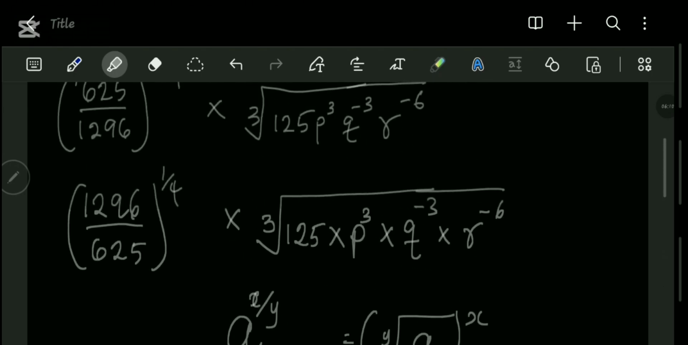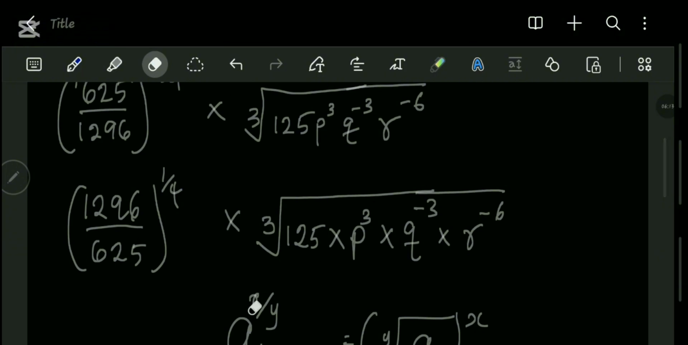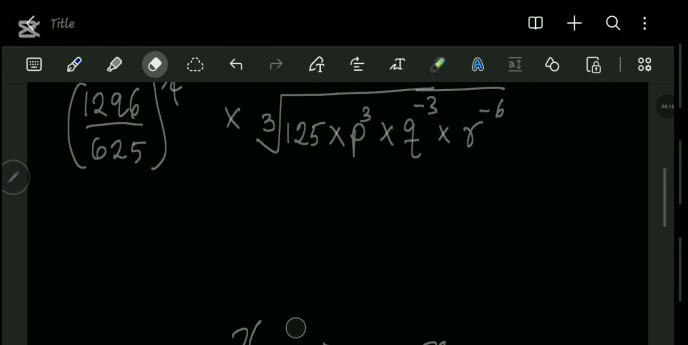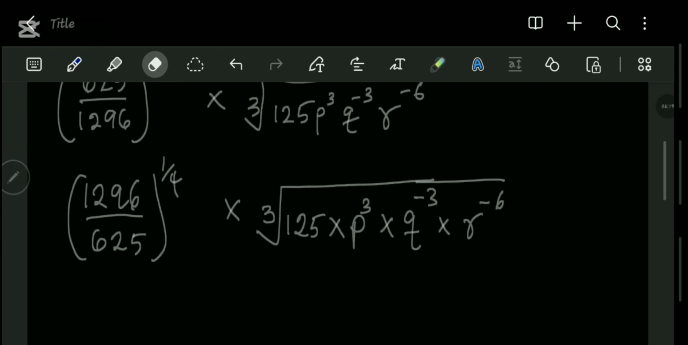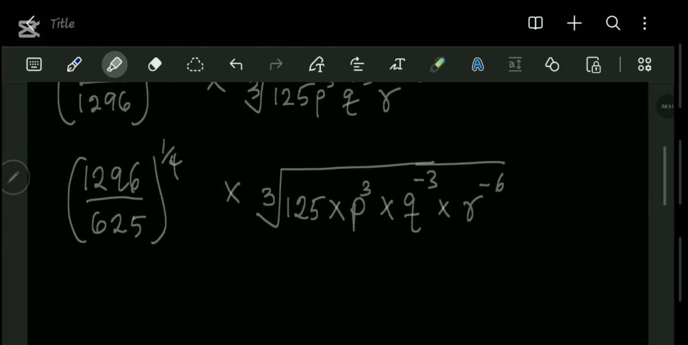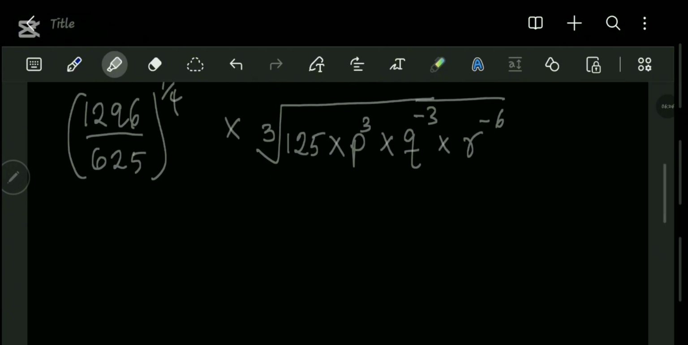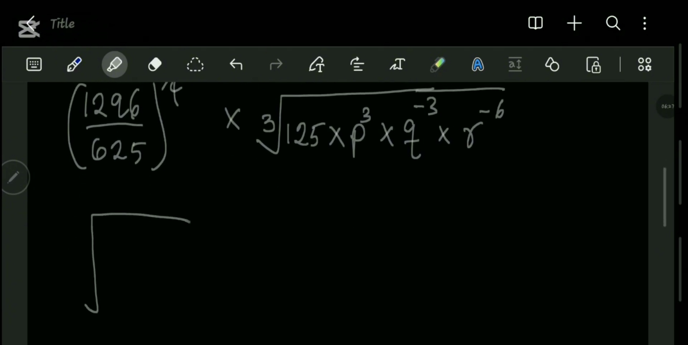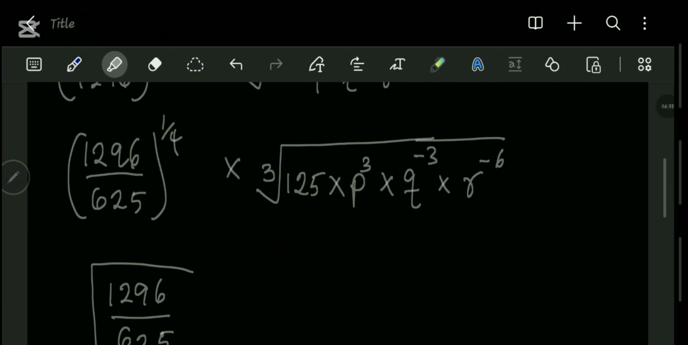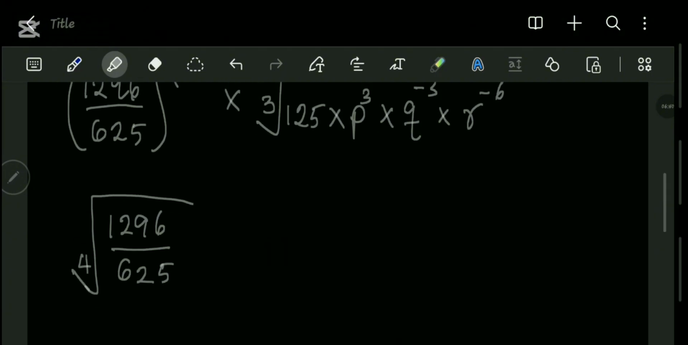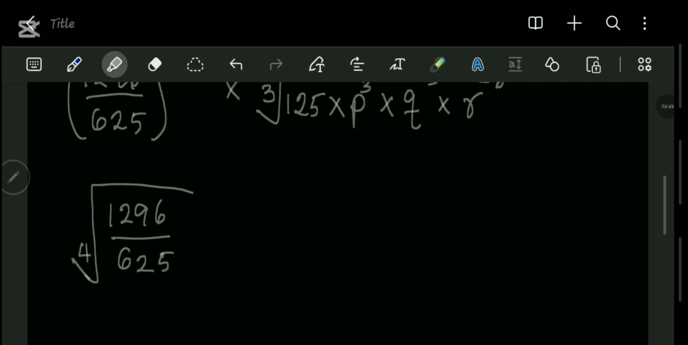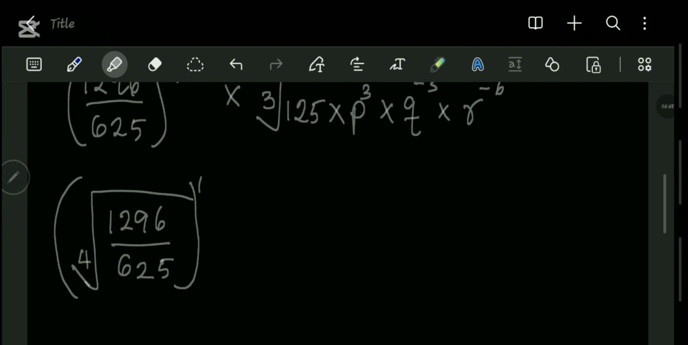All right, so we're going to apply that here. Let me get rid of these. So from here, since I have the denominator here as 4, I'm first going to take the root of this whole number here, that is 1296 over 625. Then the denominator of this fraction is 4, that means I'm going to have 4 inside here. I'm taking the fourth root of this, then raised to the numerator. All of this raised to power 1. Are you seeing that now?